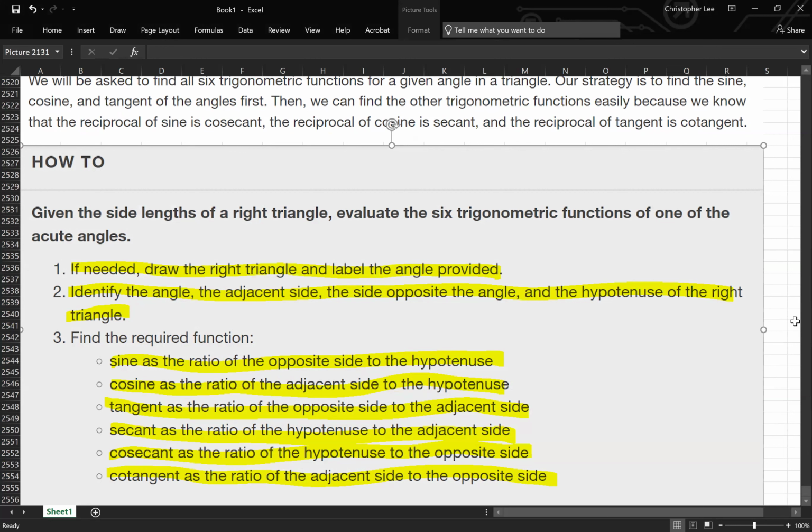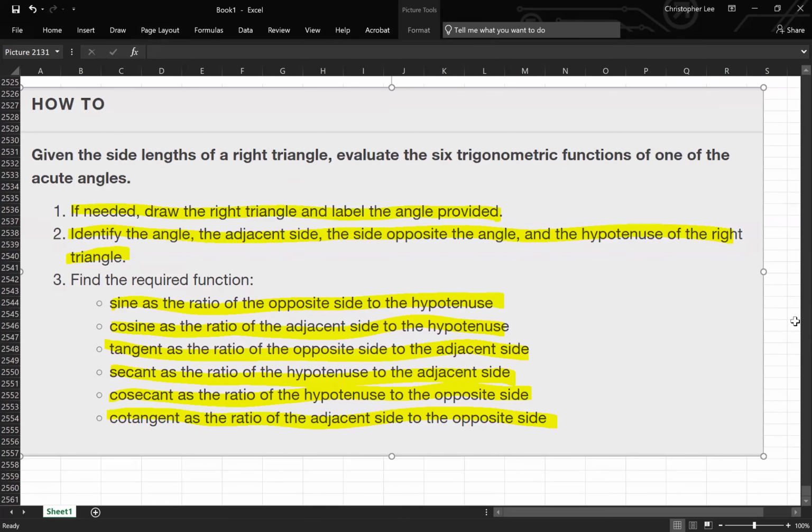Step 1, if needed, draw the right triangle and label the angles provided. Step 2, identify the angle, the adjacent side, the side opposite the angle, and the hypotenuse of the right triangle. Step 3, find the required function. Sine as a ratio of the opposite over the hypotenuse, cosine as a ratio of the adjacent over the hypotenuse, tangent as a ratio of the opposite to the adjacent, secant as a ratio of the hypotenuse to the adjacent, cosecant as a ratio of the hypotenuse to the opposite side, cotangent as a ratio of the adjacent side to the opposite side. All right? Good stuff.